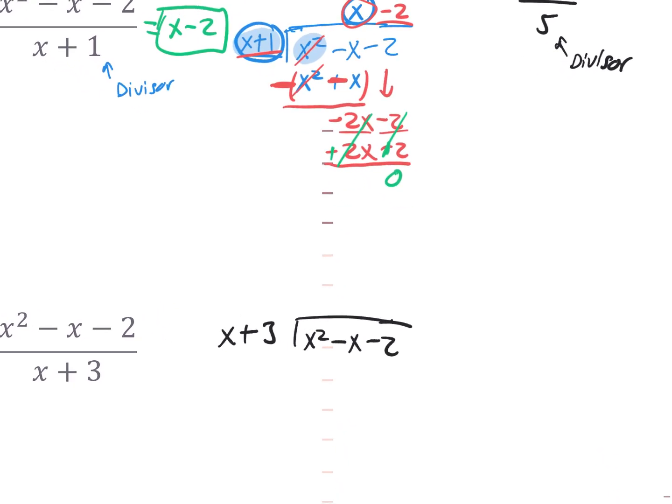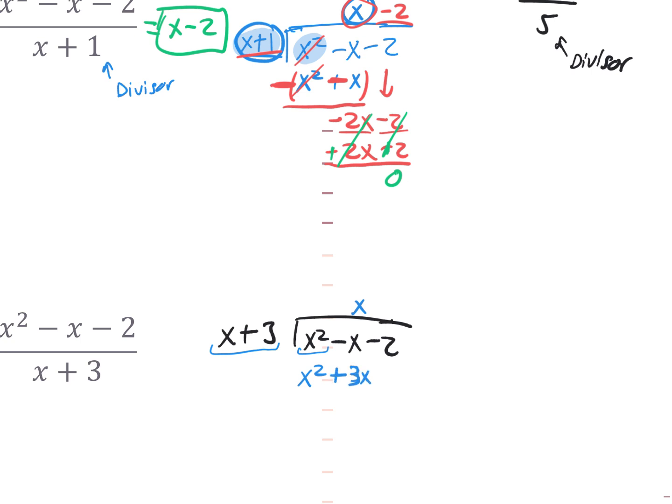And then again, let's go term by term. So first, what you're asking is, what do you need to multiply x plus 3 by to get an x squared? And it should be an x. X times x plus 3 gets you an x squared somewhere in your expression. So we get an x squared, and then 3 times x is going to get you a 3x.